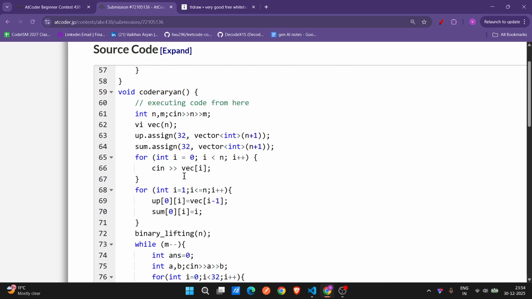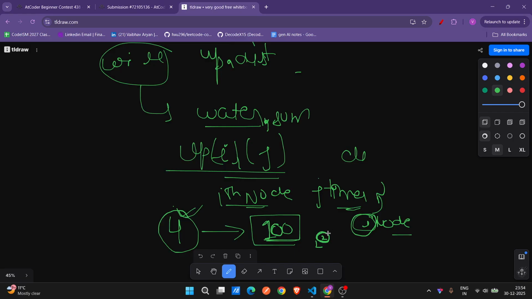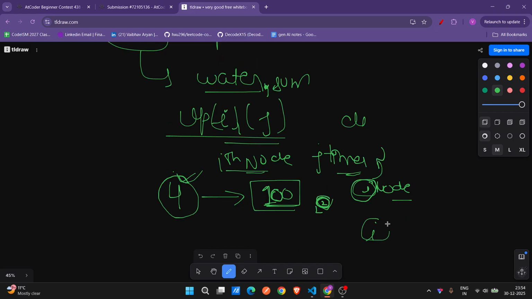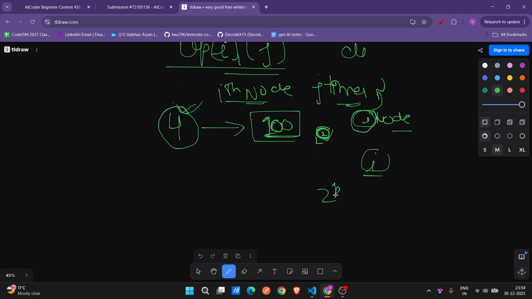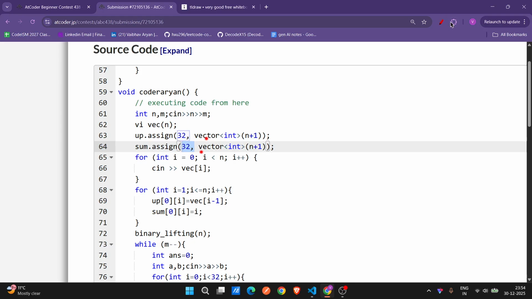Okay, so first of all, just make vectors: you have up dot assign, then you have sum dot assign, so you can simply use 32. What I'm trying to say is that here you can see the 2, so that will be your i, meaning i will be the 2 to the power k, so k will be your i: 0, 1, 2, 3, 4, 5. When we are doing the 2 to the power 5 jumps, that is representing 5. And j is simply the node, so that's how you can see.